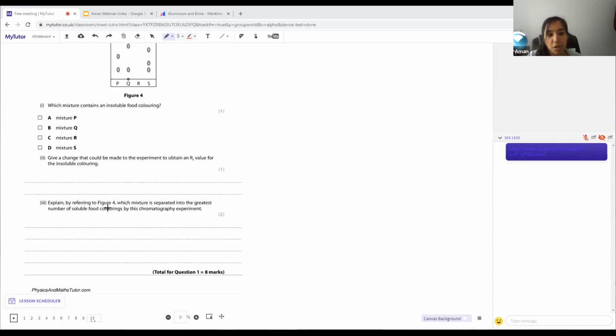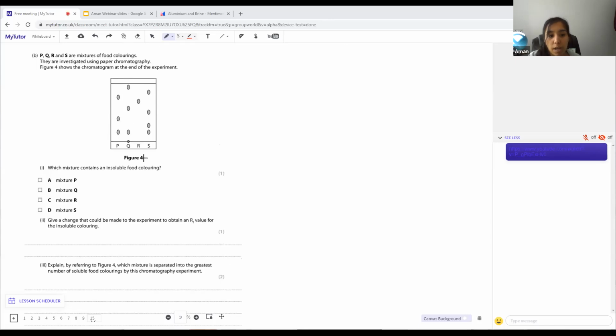Explain by referring to figure 4 which mixture is separated into the greatest number of soluble food colorings. So which mixture has the greatest number of soluble food colorings? Excellent. S. Why? It's 2 marks, so you need to say S and a reason. You won't just get both marks for saying S. Because it has 4. Yes, good, well done. So what you can see there is it has 4, and there are your 4 blots.